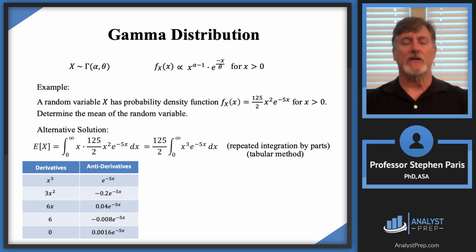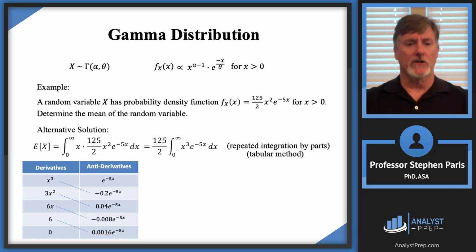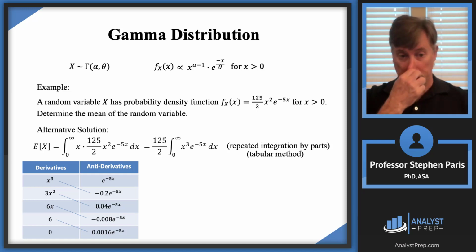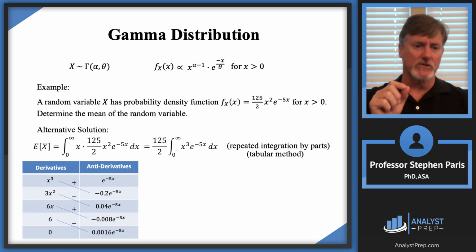Okay, the next thing you do with this tabular method is draw little diagonals that connect these expressions. Draw the diagonals this way, and then above each diagonal, alternate signs plus and minus. Let me explain what I mean. We're going to take the endpoints of each diagonal and multiply those expressions together with the sign that goes along with it.